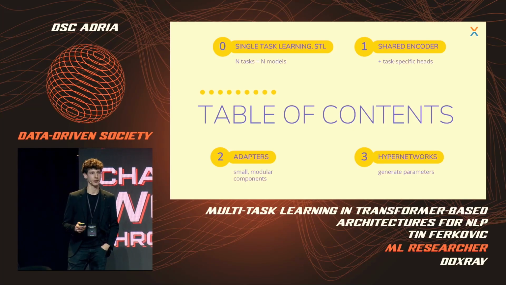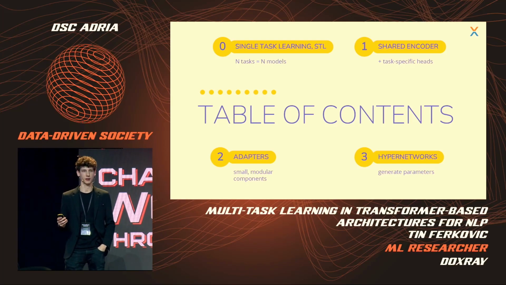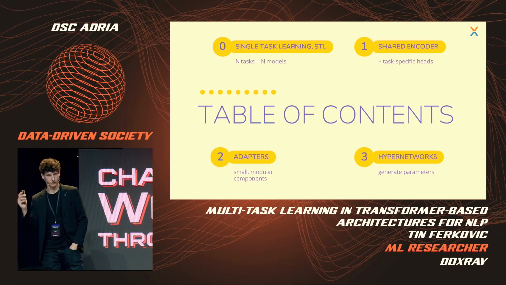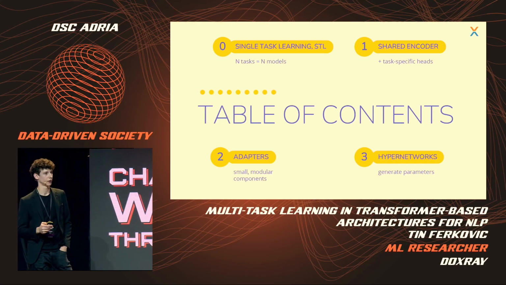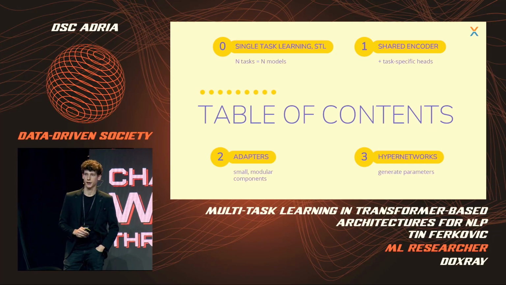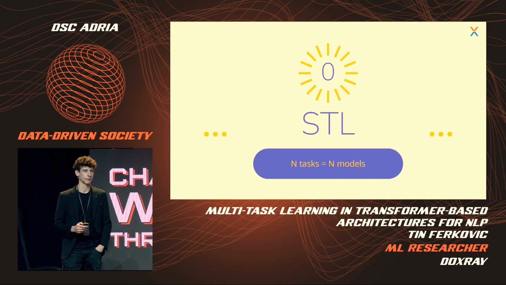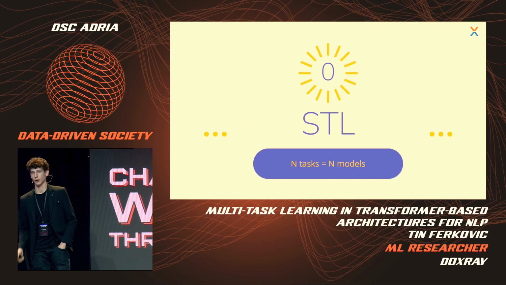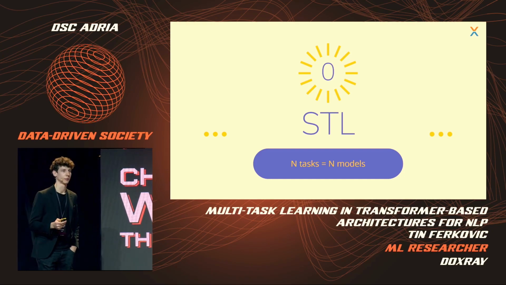this is the agenda. First, we will go over the standard approach of how single task learning is done, probably something that was just mentioned previously, and then 3 approaches to multitask learning. First one will be a shared encoder, then we'll go over the adapters and finish up with hypernetworks. So the complexity might get higher as we go. So to start with, in 2018, the BERT paper was released, and the idea was simple.